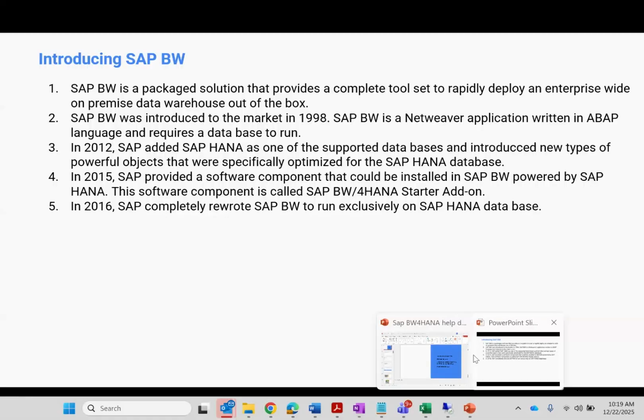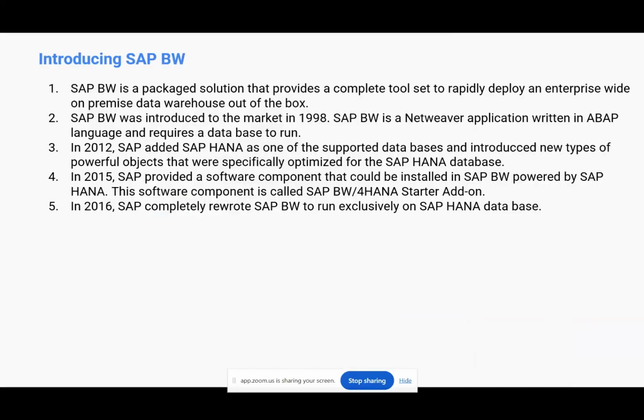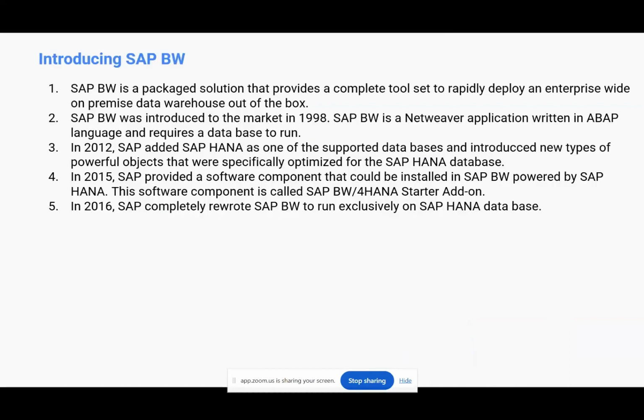Now I think it should be visible to you whatever I am showing. What is it showing now? Introducing SAP BW, with the five subpoints. Exactly. Can you see the next screen where it's the blue bar? Yes, 1998, 2015. So earlier I was just talking about these five points. Should I repeat them? No, it's fine. I got it.